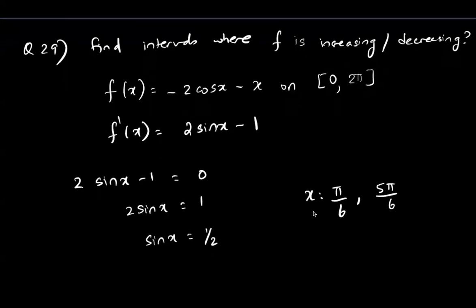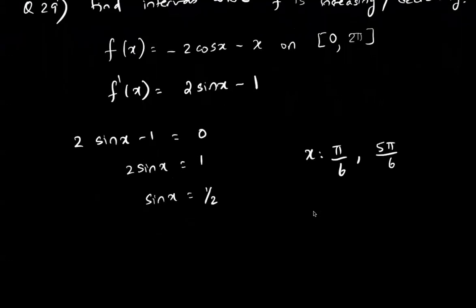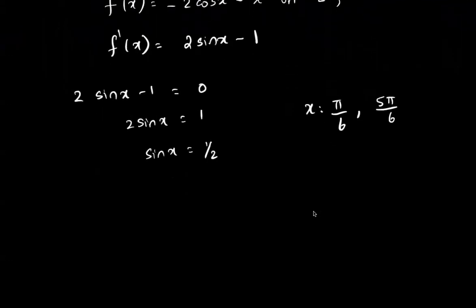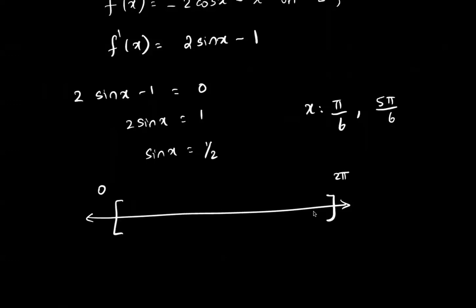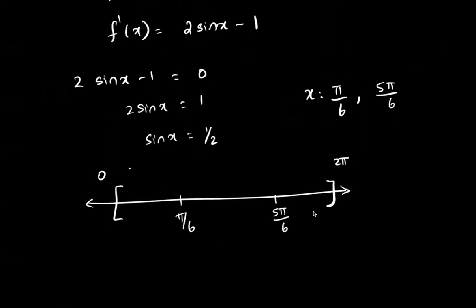So now I need to find out where the function is increasing and decreasing, right? You can do it several ways, but let's do this. This is 0, this is 2 pi, this is the restricted domain, and I have pi over 6 here, 5 pi over 6 here, okay? So 0 to pi over 6 is here. Pi over 6 to 5 pi over 6 is here. And 5 pi over 6 to 2 pi is here.